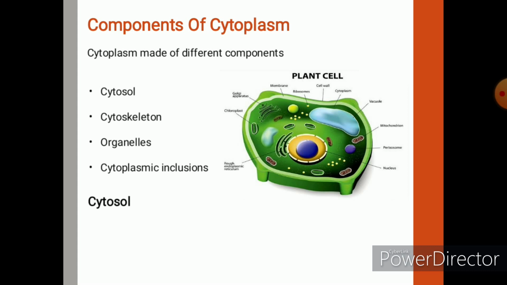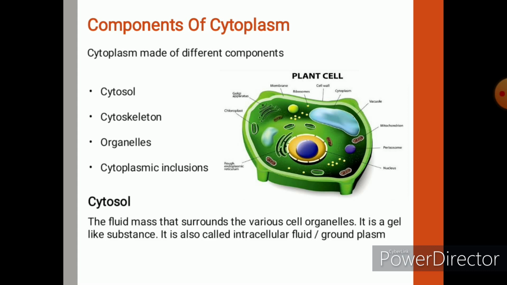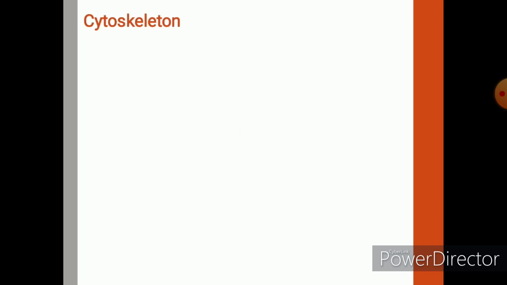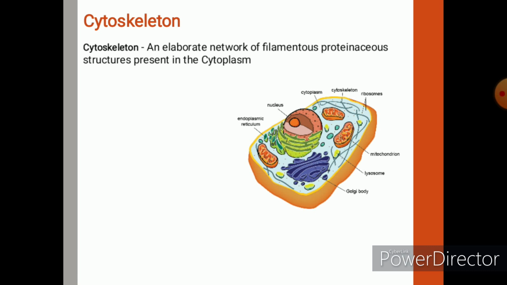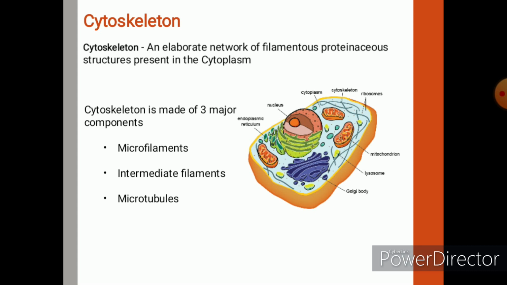First one, cytosol. Cytosol is the gel-like substance which surrounds the various cell organelles in a cell. It is also called ground plasm or intracellular fluid. Next one, cytoskeleton. It is a network of proteinaceous filaments in cytoplasm. This cytoskeleton is made of three major components. They are microfilaments, intermediate filaments, and microtubules.